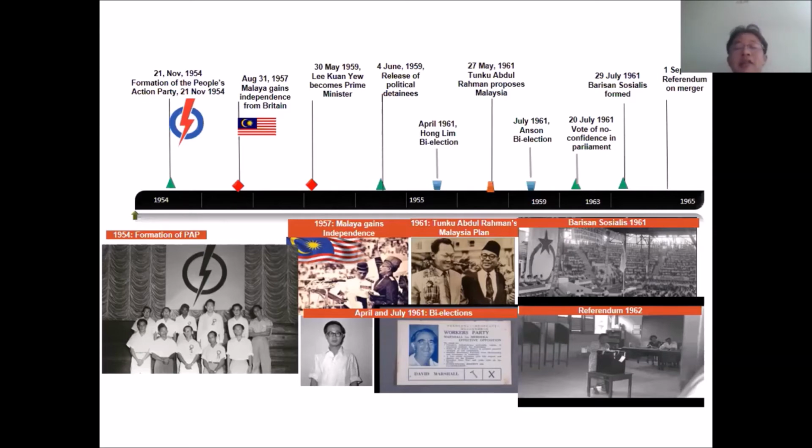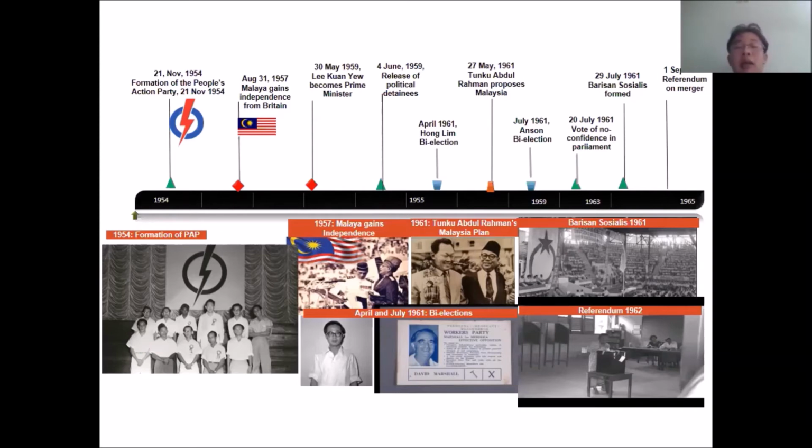In July 1961, there is another by-election, this time in Anson. And again, the PAP candidate loses elections. It seems like there is some kind of divide, there's some kind of party struggle happening within the PAP. On 20th of July 1961, Lee Kuan Yew goes to Parliament and he asks all legislative leaders, all MPs, to give him a vote of confidence. But you know what? He only won by one single vote.